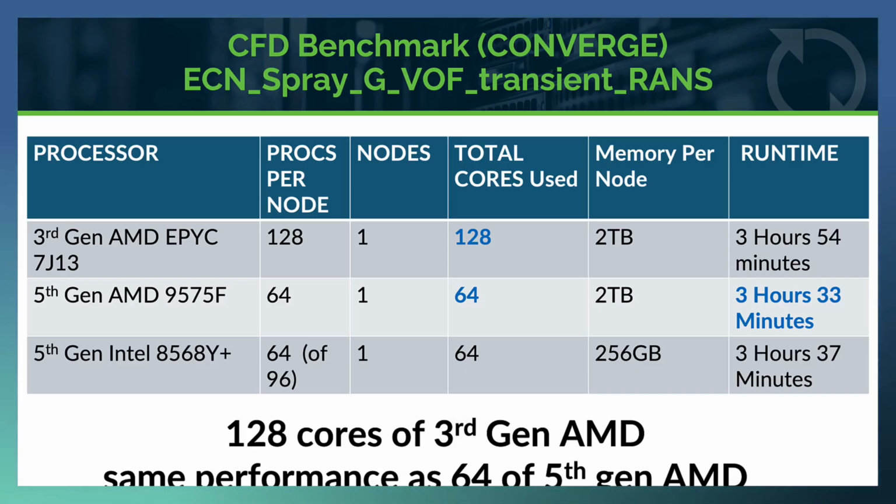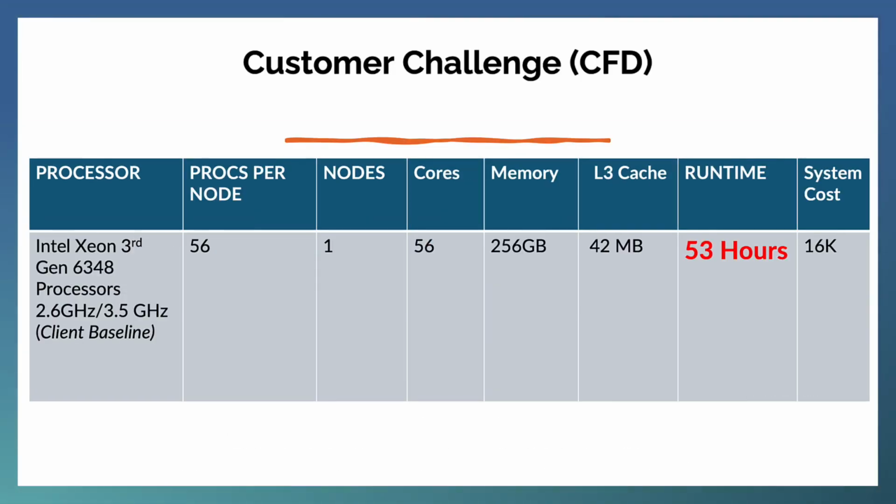So that's just an amazing improvement on a per-core basis, generation over generation from AMD. And of course, the 5th Gen Intel on 64 cores runs in a similar time frame. But definitely per-core performance on 5th Gen, especially if you're on an older AMD or Intel, is going to be a huge boost.